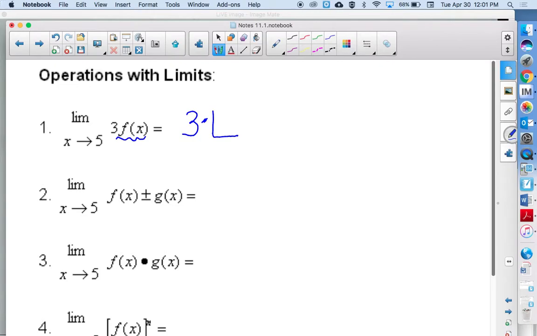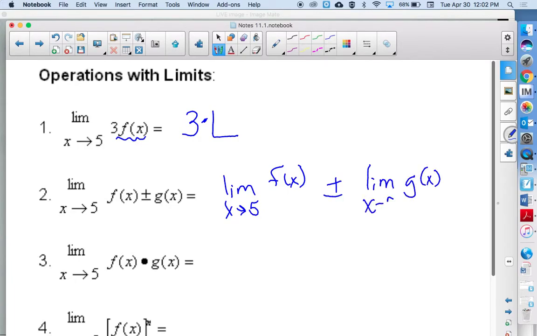So for the second one, we have the limit as x approaches 5 of f of x plus or minus g of x. So really, you're going to take the limit of f of x, separate it, do the limit of g of x, and either add or subtract those values. So if my limit was L and my other limit was K, I would add the two numbers together or subtract the two limits. So you're not physically adding the functions together and creating a new function. You're taking the limit of the first function plus the limit of the second.